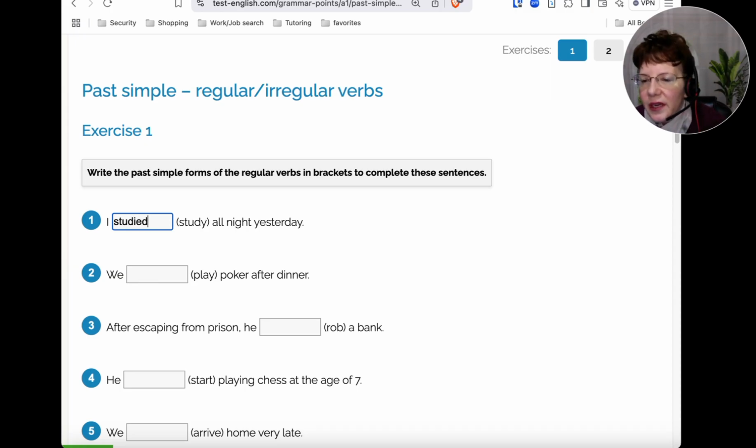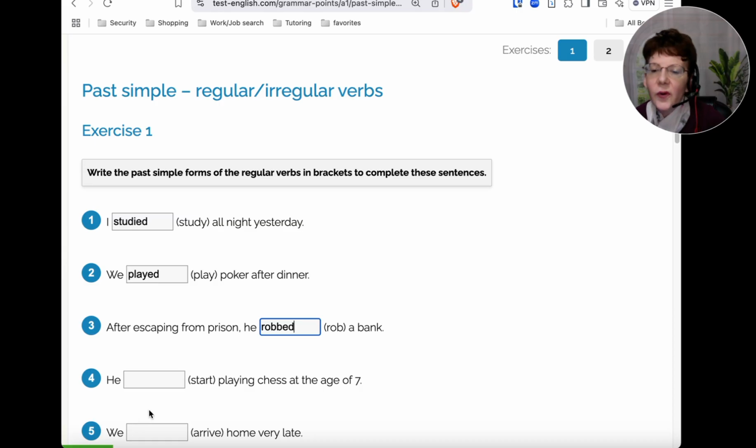Yes. Okay, so number 2, we play poker after dinner. So this is a regular one. So play. So we're just going to add an ed only, right? Played. Okay, number 3. After escaping from prison, he robbed a bank. So we have consonant, vowel, consonant. So what do we do? Double the B. All right, robbed.